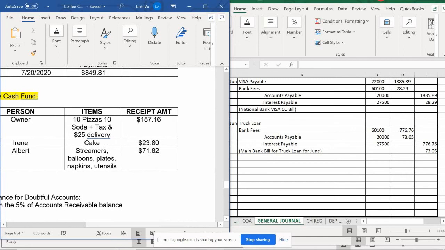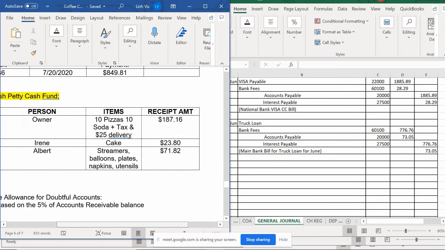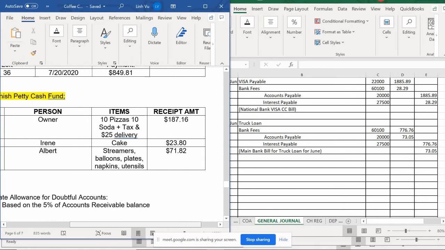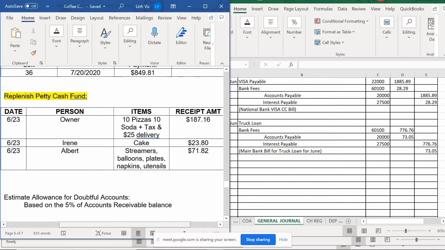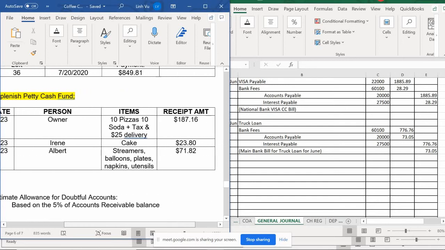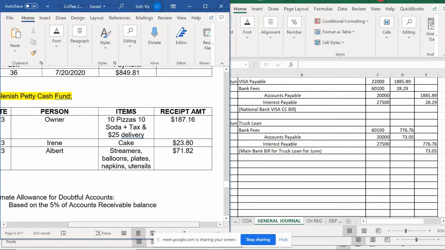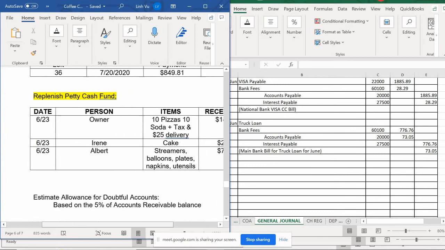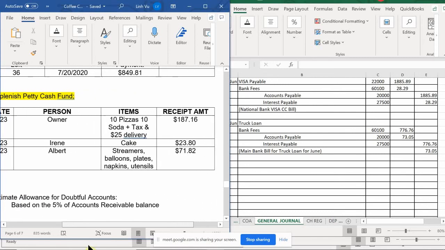a total of $187.16. While Irene bought the party cake. So here it is for $23.80. And Albert bought basically party decorations, streamers, balloons, plates, napkins, etc., for $71.82.